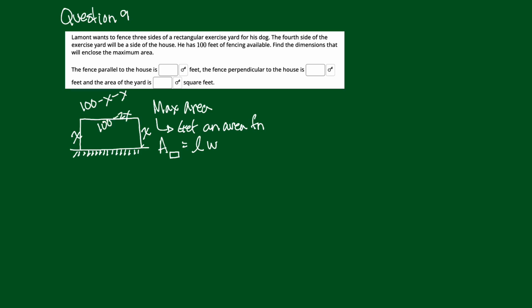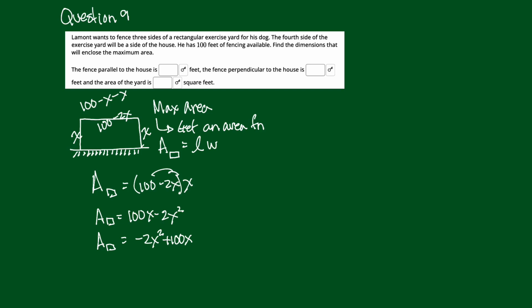So now I've got a length and a width. So the area of this rectangle is going to be the length, which is 100 minus 2x, times the width, which is x. Okay, so you see what I've done here? The length here, that's the 100 minus 2x, and the width is the x. So let's multiply it out. I just distribute, and I'll get 100x minus 2x squared. Now I'm just going to rewrite this, saying that the area of the rectangle is negative 2x squared plus 100x.